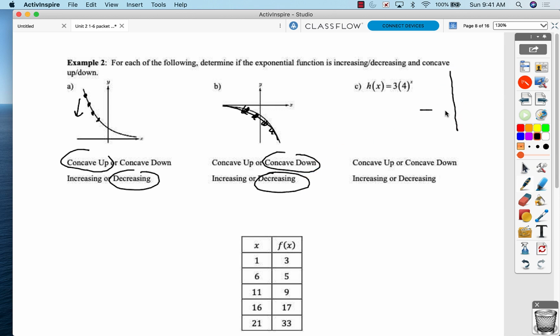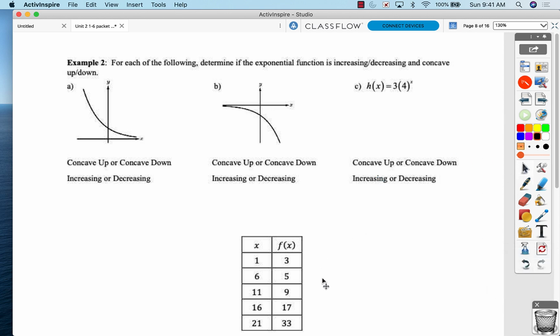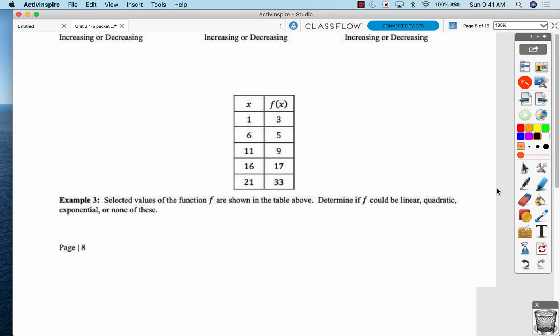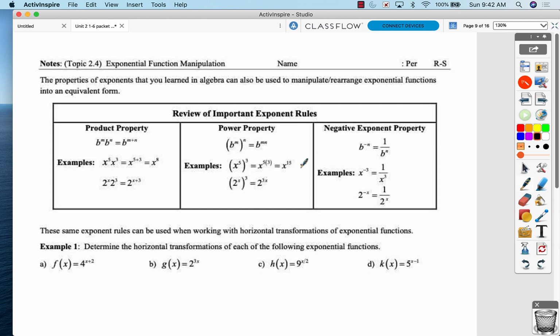Okay, 3, 4 to the x. Since this number is greater than 1, this thing's going to be growing. So this is going to be concave up because it looks like a smile. And these y's are always getting bigger. At no time will the y's ever turn and start going smaller. Alright, so that should be enough to get you through. You don't have to do this example right here. We didn't do this one in class. I looked at the homework, there was nothing like it, so I'm not a big fan of that question.